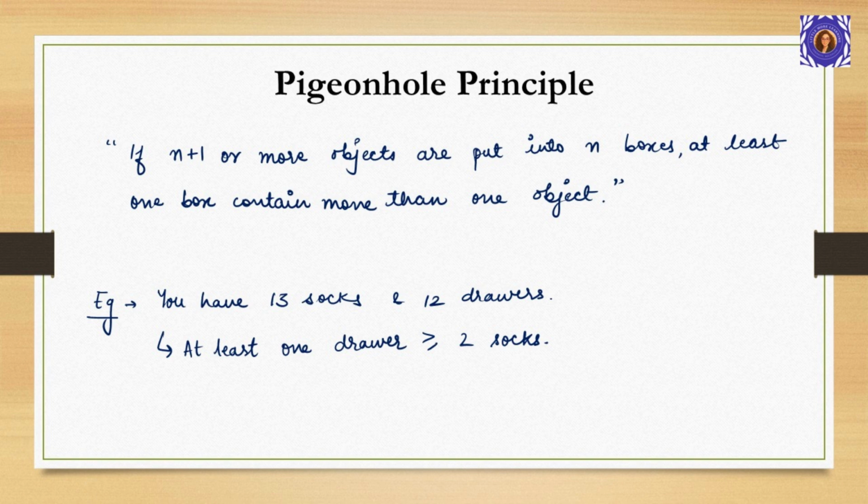Let me give you a relatable example. Imagine you have 13 socks and 12 drawers. No matter how you distribute these socks, at least one drawer must contain 2 or more socks. Why? Because if each drawer contained at most one sock, you could accommodate at most 12 socks total. But you have 13 socks. So the pigeonhole principle guarantees that some drawer must contain multiple socks.